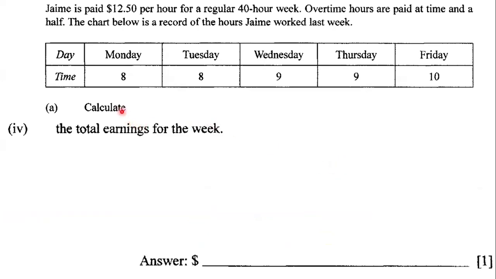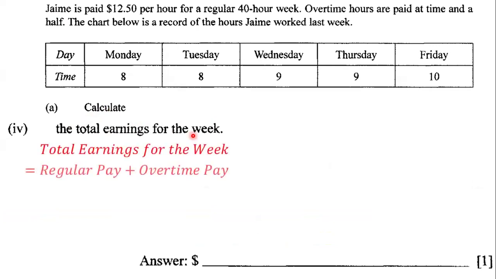Next, the question asks us to calculate the total earnings for the week. In order for us to determine her total earnings for the week, we have to add up her regular earnings plus overtime pay. And so total earnings for the week is going to be equal to regular pay plus overtime pay. Regular pay is $500 plus overtime pay, that's going to be $75. We add them together, we get $575. And so her total earnings for the week is $575.